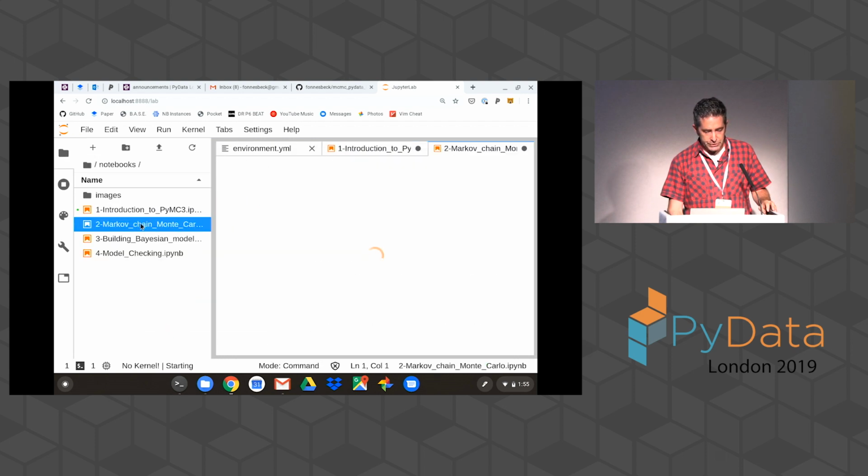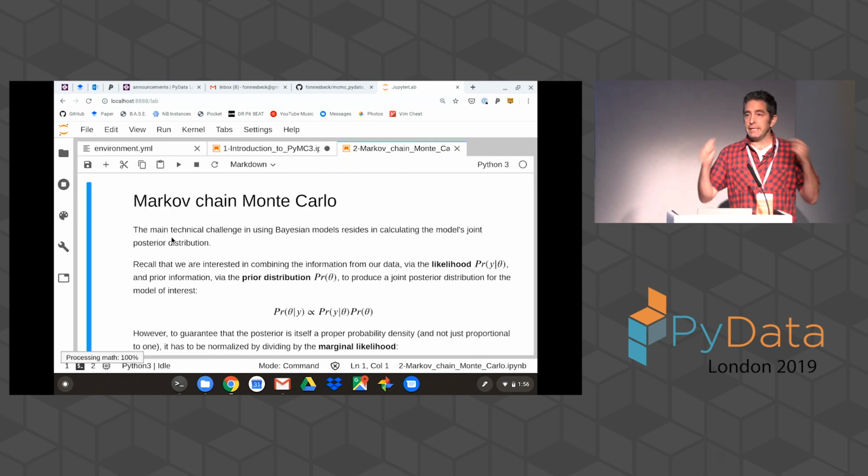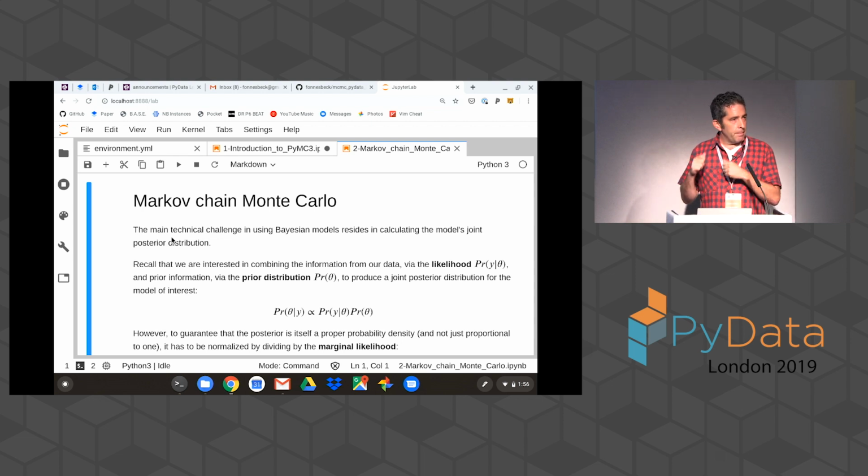Let's quickly flip over to the MCMC one, which is ostensibly what this tutorial is about. So we've just used MCMC. Now I'm going to dig in a little bit, tell you a little bit about what MCMC does and how to do it. This notebook contains an MCMC sampler coded by hand, again, to give you an idea of how it works.